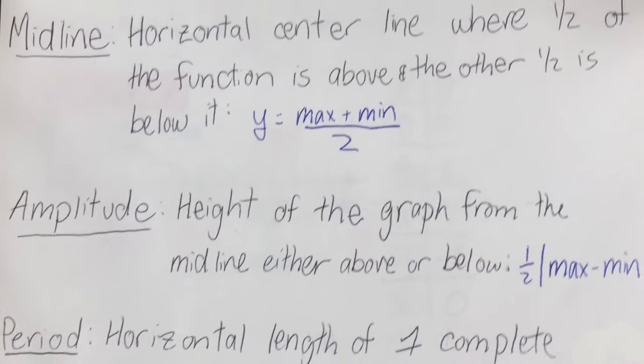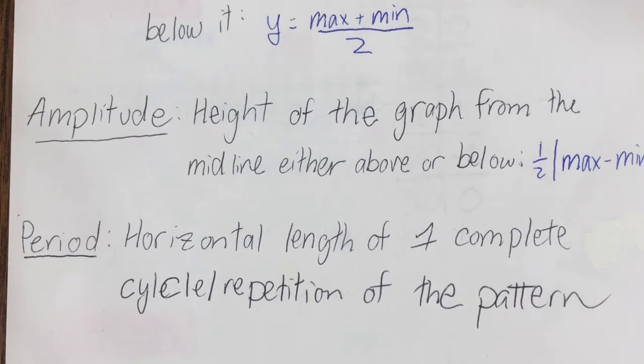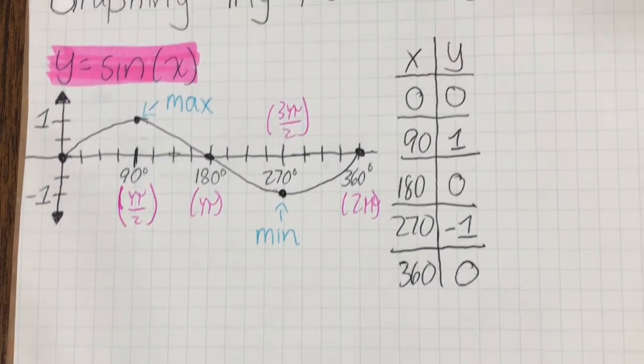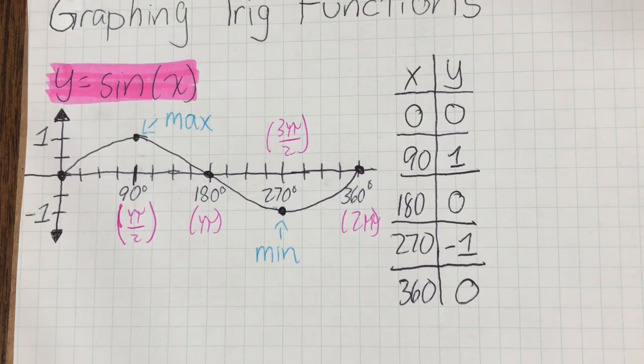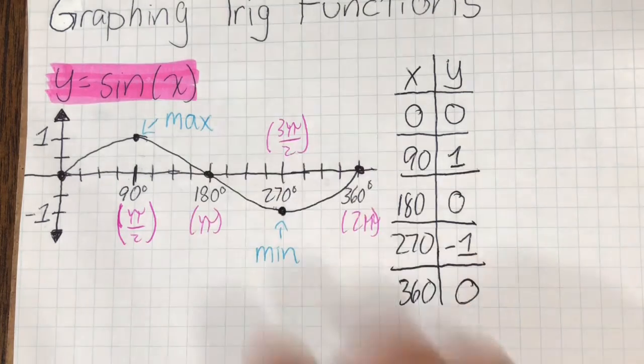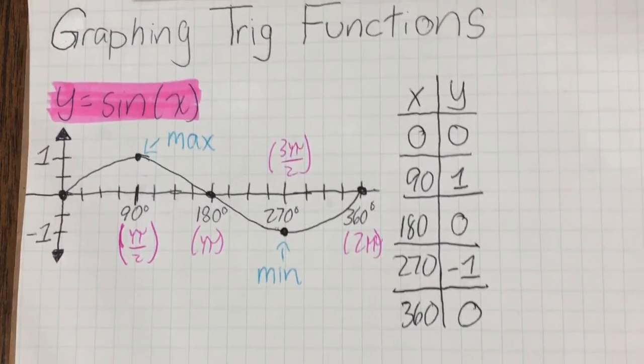All right. And then we have the last term, which is the period. The period of the graph is the horizontal length of one complete cycle. And when I say cycle, I mean the repetition of the pattern. So when the question is asking what is the period of the graph, we look at what degree the graph is going to start repeating the pattern. So we're going to identify those 3 characteristics along with the domain and range for sine and for cosine. So let's start off with sine.